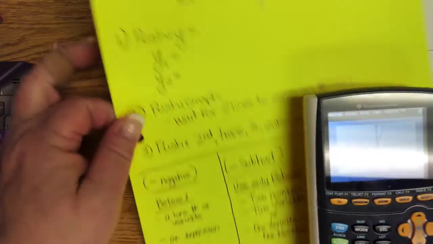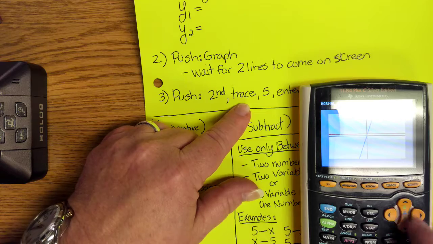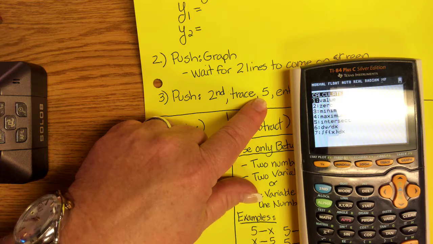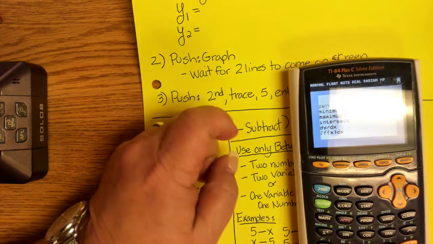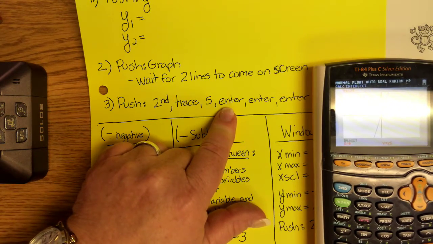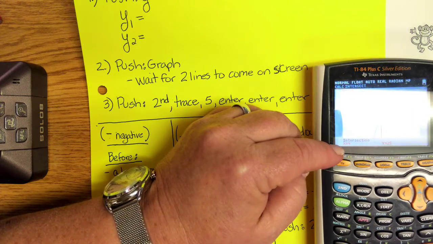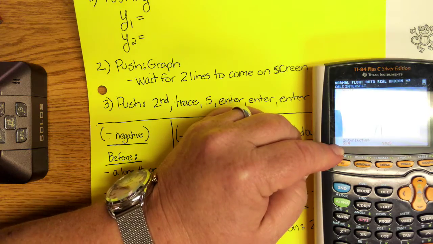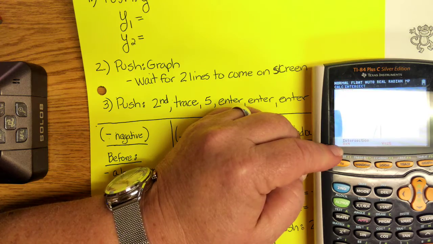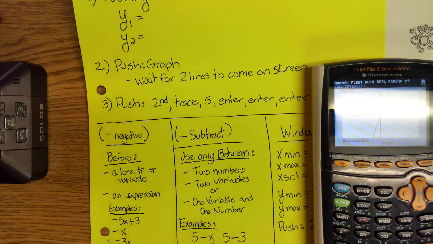So the next step, it said push second button, trace button, which was right next to graph, then hit 5. We want the intersection, 5, and then you have to press enter, enter, enter. What does it say in this corner down here that the intersection X is equal to? 4. That's your answer. X equals 4. Now, if you needed a point, it would be 4, 25. Your X value would be 4. Your Y value would be 25. Okay? So let's try this again.